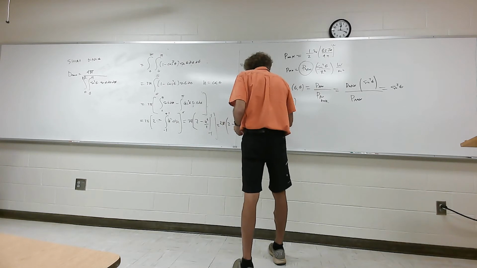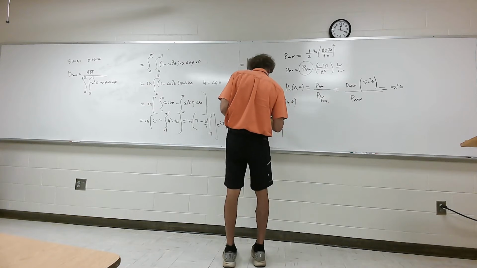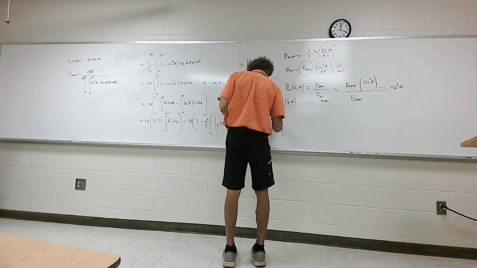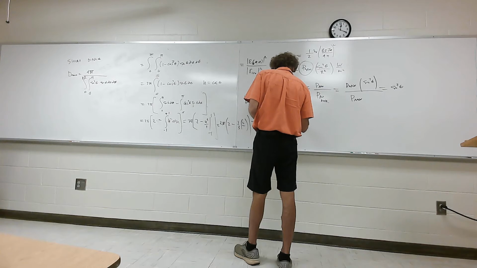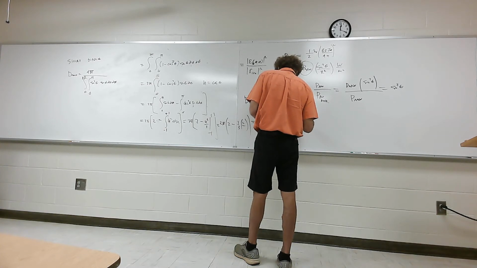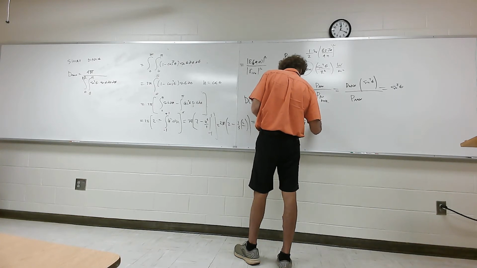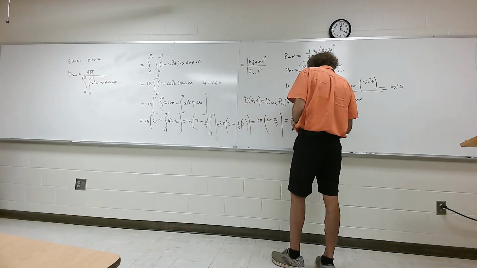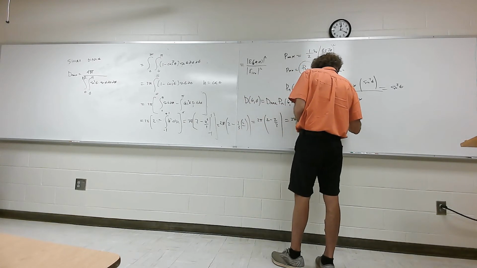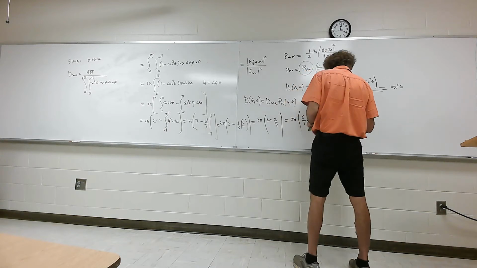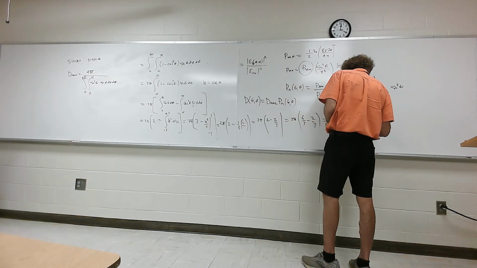So it's going to be 2 minus 2/3, right? And that's 2 pi. 6/3 minus 2/3, that's right. And that would be 2 pi times 4/3, or 8 pi over 3.